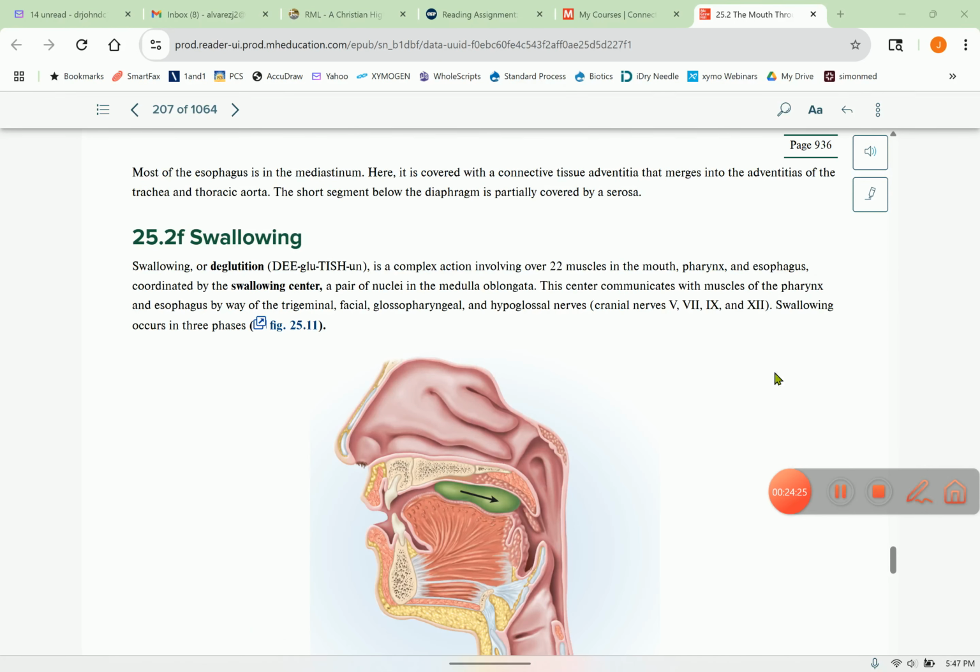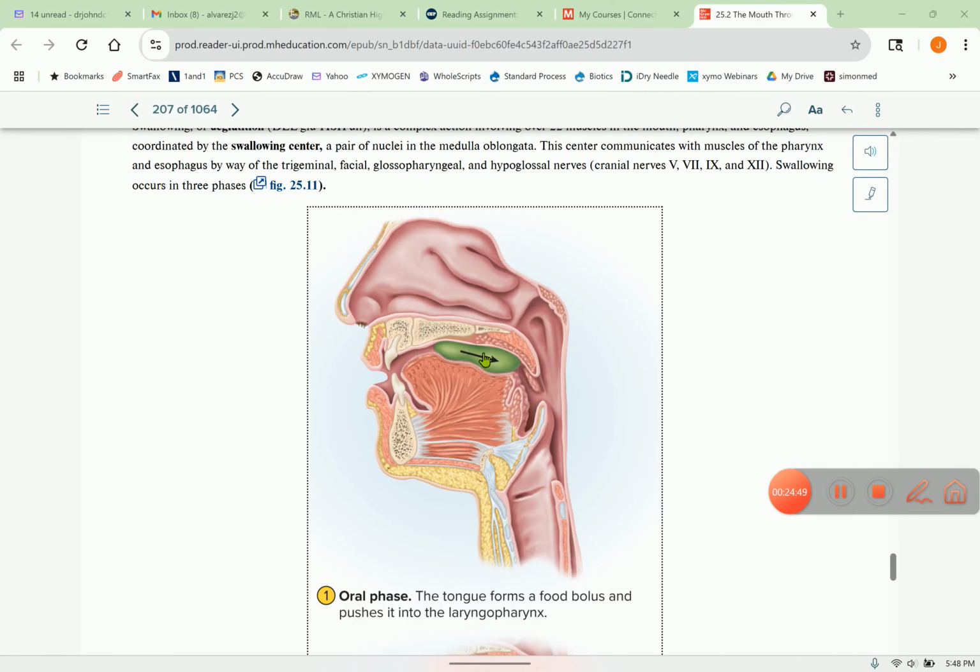Swallowing is functioned by cranial nerve 5, 7, 9, and 10. And cranial nerve 5 is also known as the trigeminal nerve, cranial nerve 7, facial nerve, cranial nerve 9, glossopharyngeal, and cranial nerve 12 is the hypoglossal.